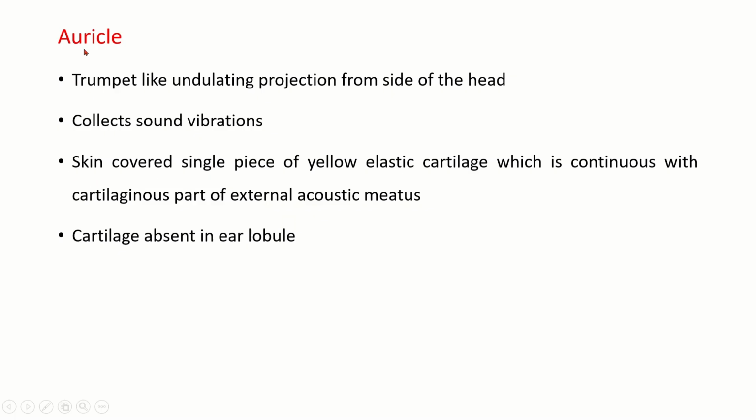Now coming back to the auricle, it is a trumpet-like undulating projection from the side of the head that collects sound vibrations, and skin covers the auricle. The auricle is actually made up of a single piece of yellow elastic cartilage, and this cartilage of the auricle is also continuous with the cartilaginous part of the external acoustic meatus. There is one part of the auricle where the cartilage is absent, that is the ear lobule.